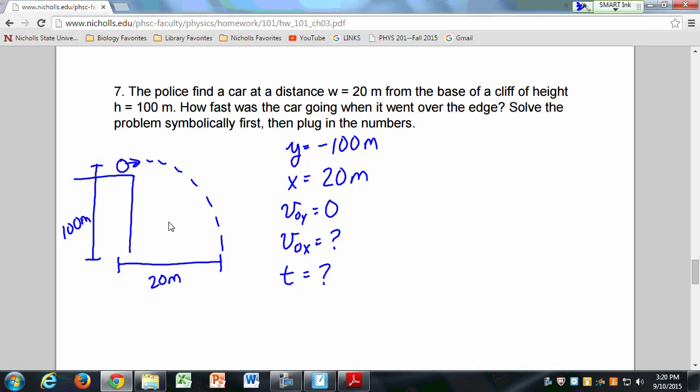Remember what I said? You almost always use the y motion to find the time. So you're just going to treat this like an object that's dropping from 100 meters, and then you'll be able to find the time. All right, let me show you. You're going to say that y is equal to v naught y times t plus 1/2 a y t squared. Now fortunately, v naught y goes away because v naught y is equal to 0.